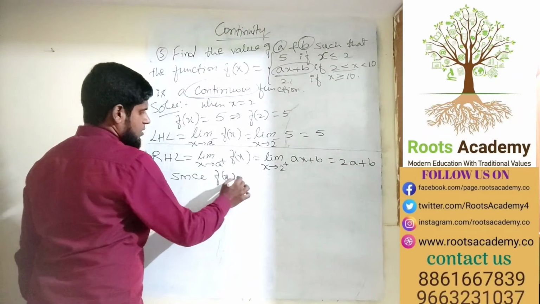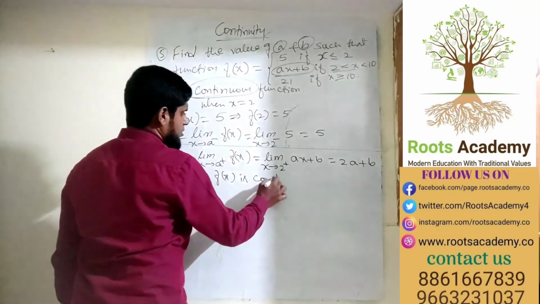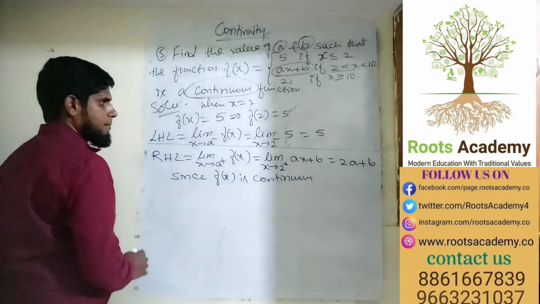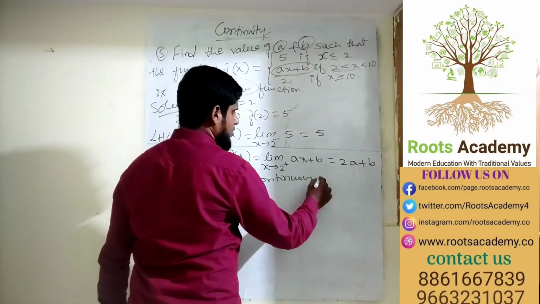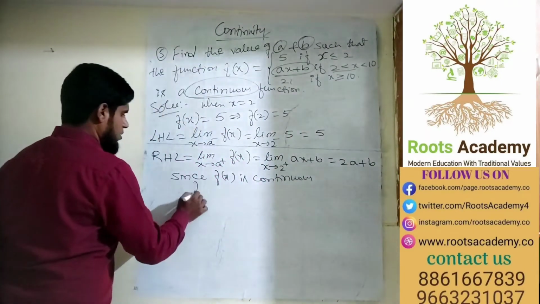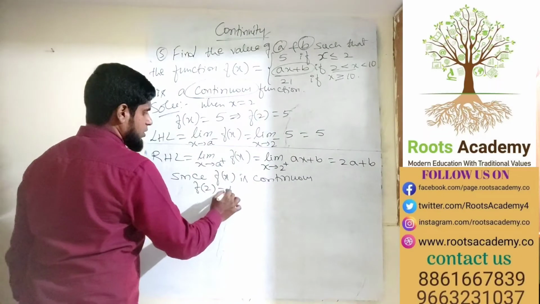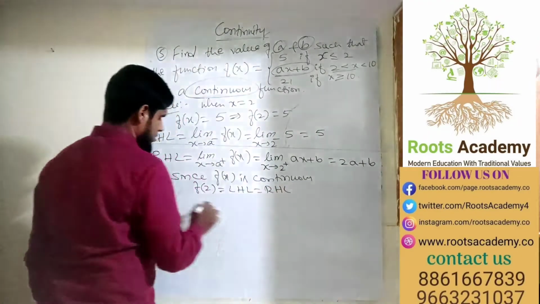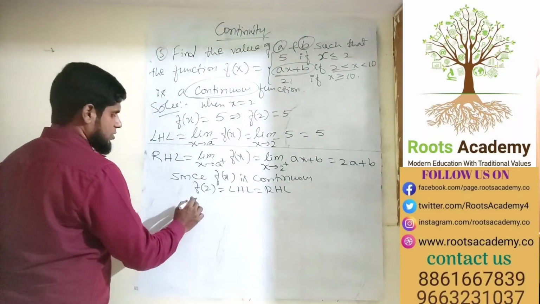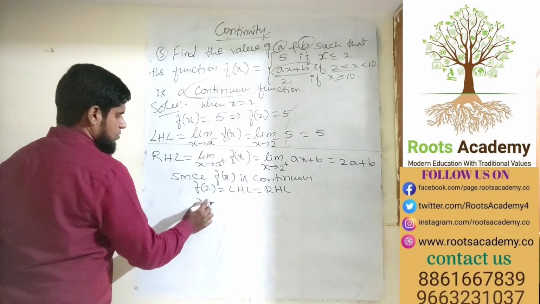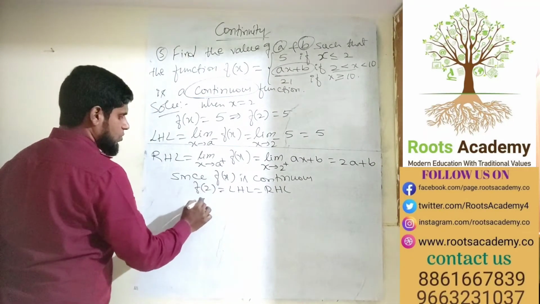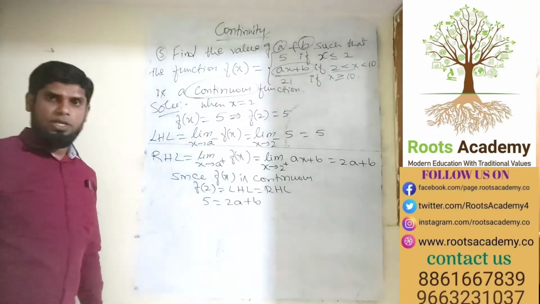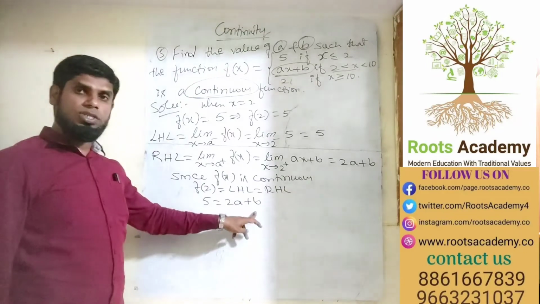Since f of x is continuous, so simply I will write f of 2 is equal to the left hand limit is equal to the right hand limit. That means 5 is equal to 2a plus b. Student, here I am getting an equation.